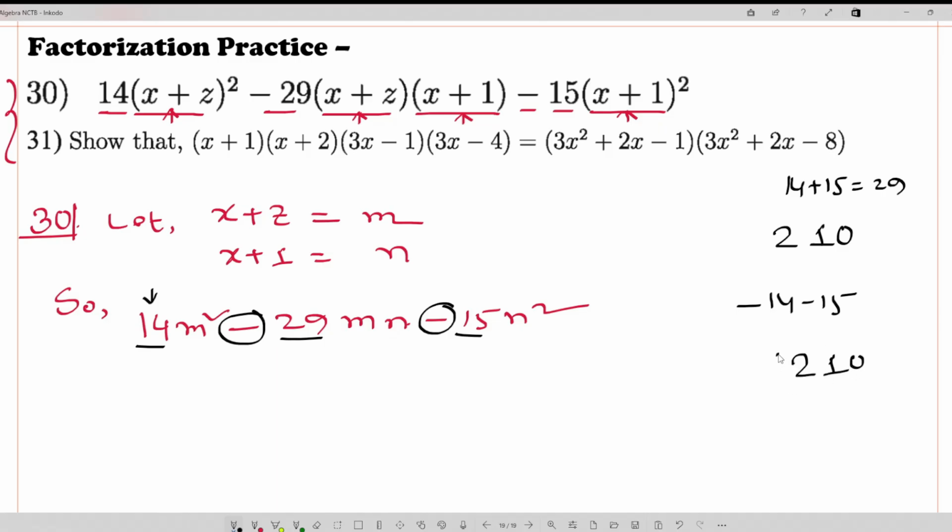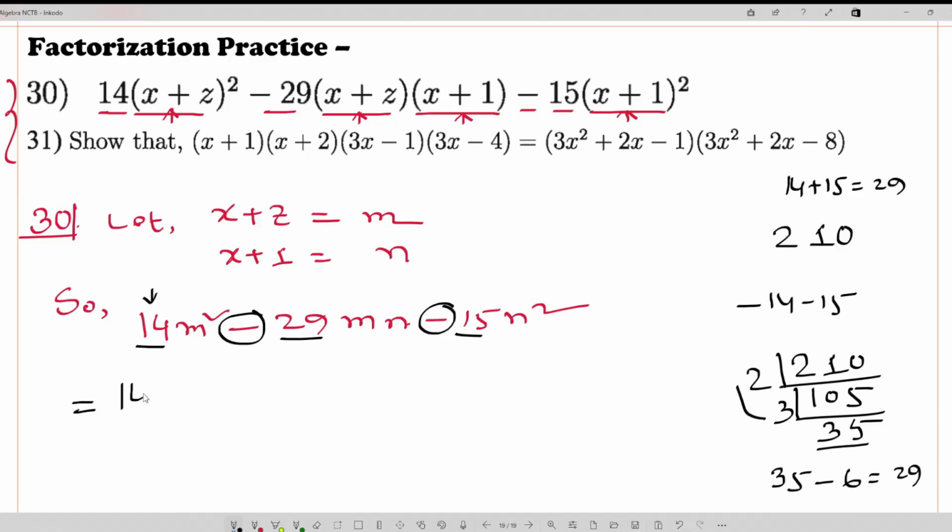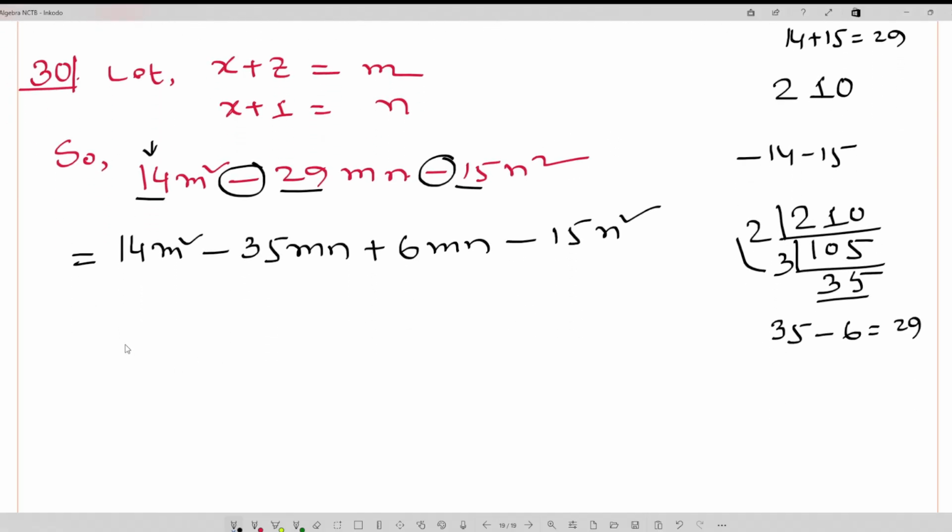Suppose here is 210, we can divide by 2, so here is 105, we can divide by 3, so here is 3 and 15, so 5. Now look, this is 35 and this is 2 times 3 is 6. 35 minus 6, it will be 29. So we can write like this: 14m square minus 35mn plus 6mn minus 15n square. I think it will be right.